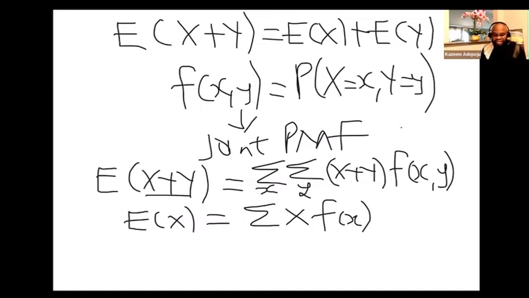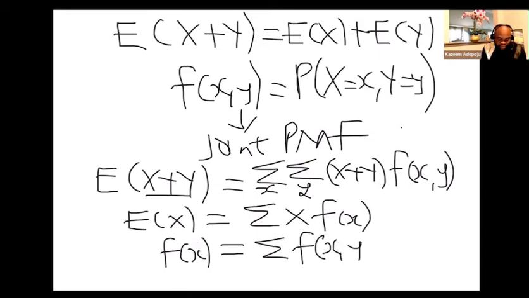There's another thing I wanted to take note of. If I have a joint PMF and I want to get the marginal, what am I going to do? I need to sum the joint PMF over the range of Y, because I'm looking for f of X. The f of X is the marginal distribution of X.